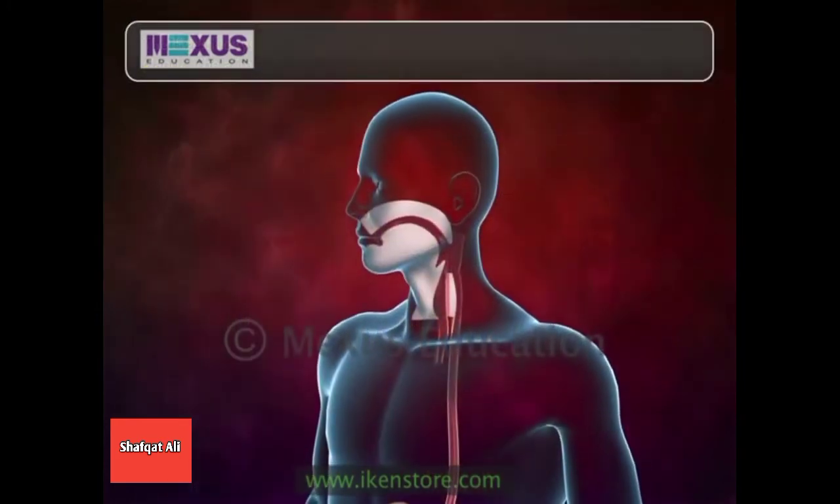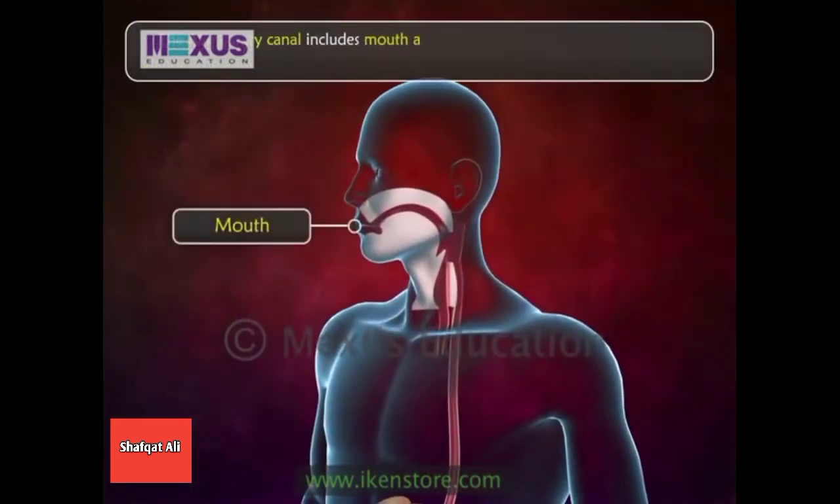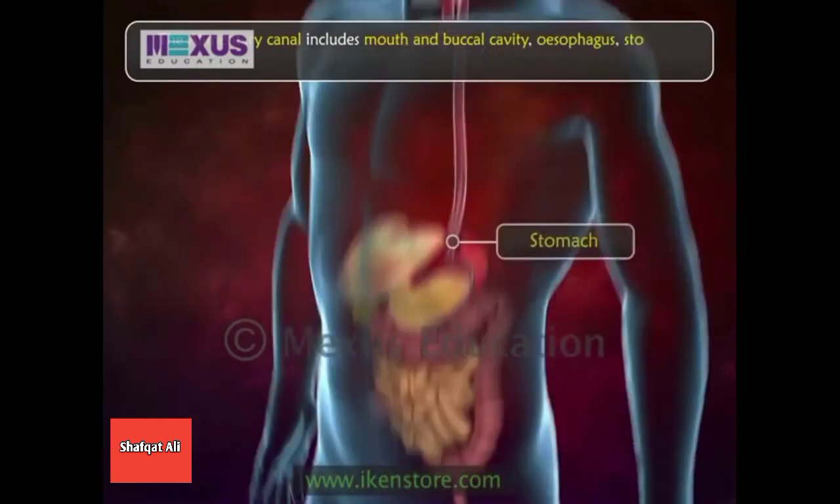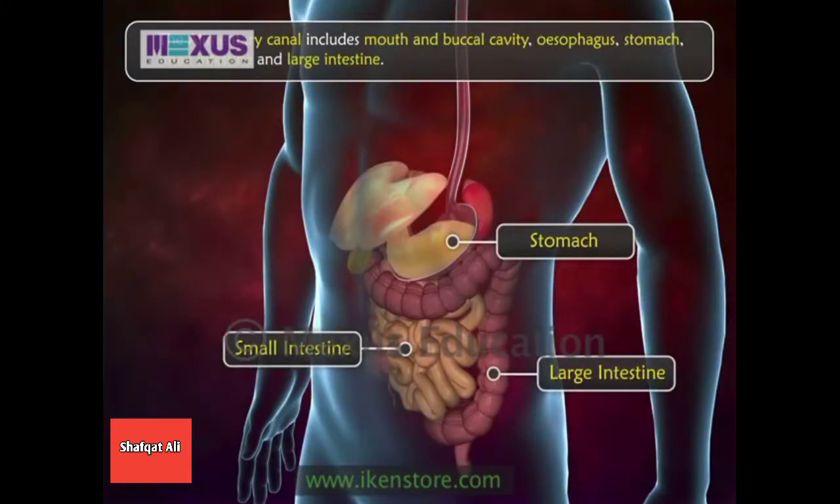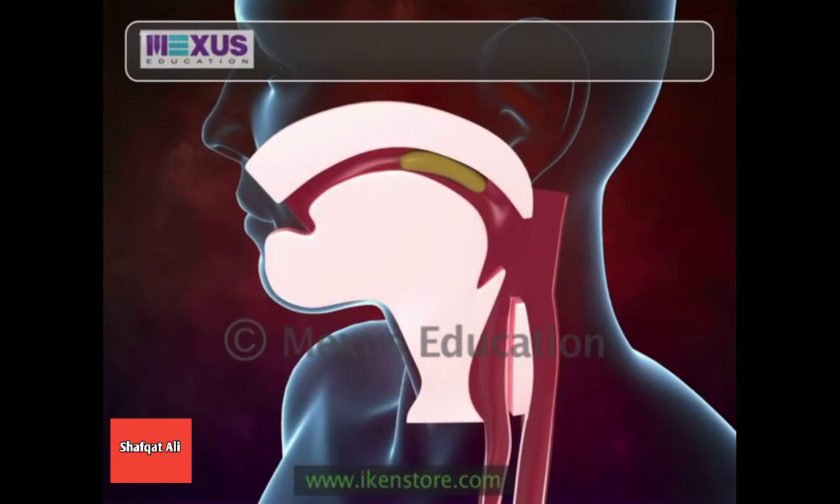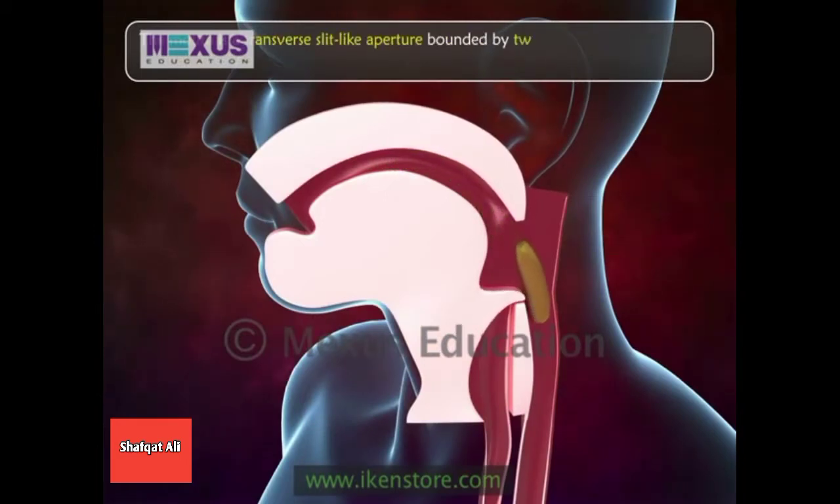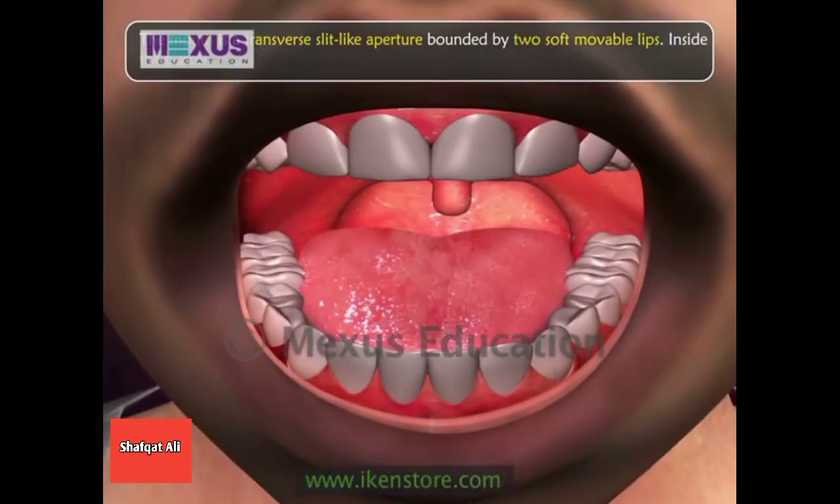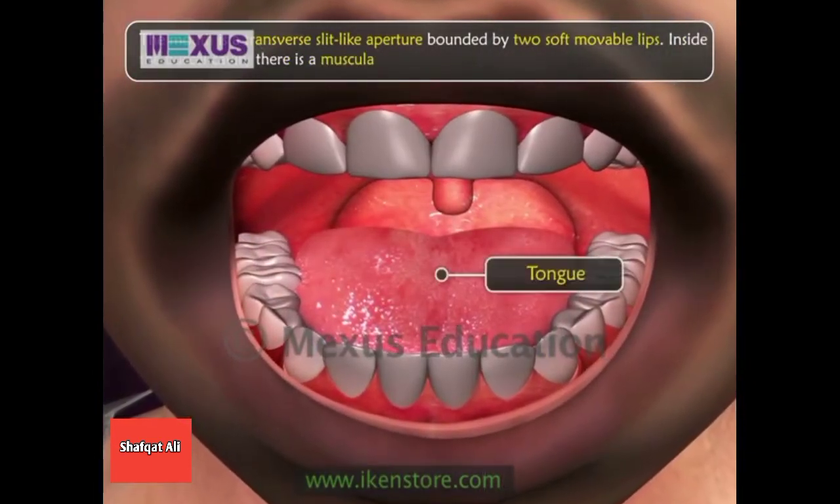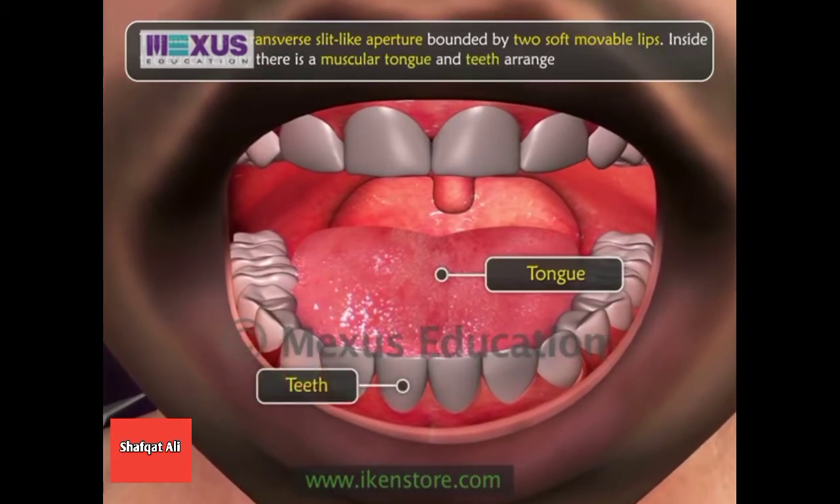The alimentary canal includes mouth and buccal cavity, esophagus, stomach, small intestine, and large intestine. The mouth is a transverse slit-like aperture bounded by two soft movable lips. Inside the buccal cavity, there is a muscular tongue and teeth arranged on two jaws.